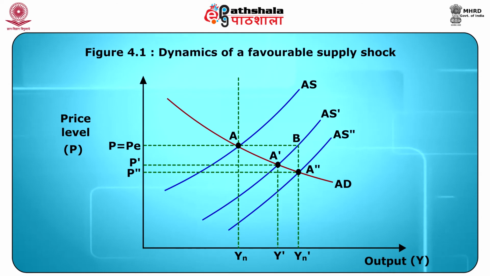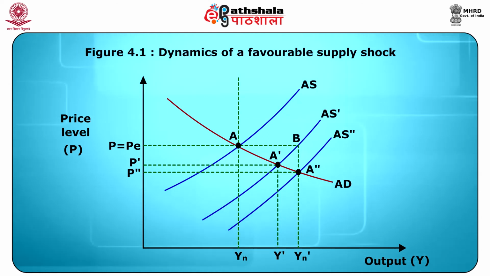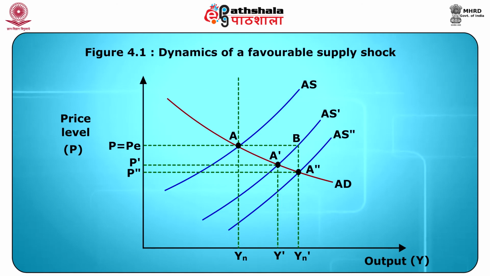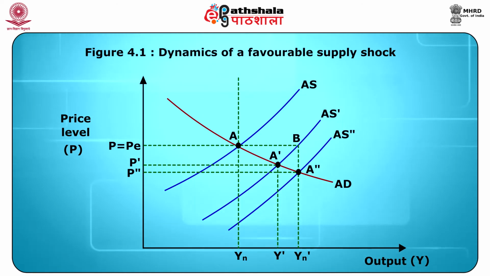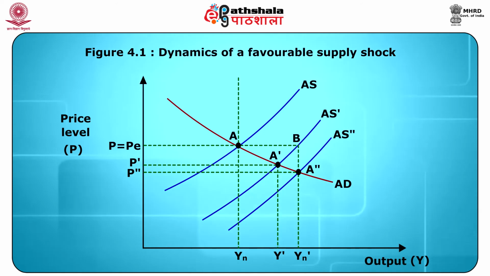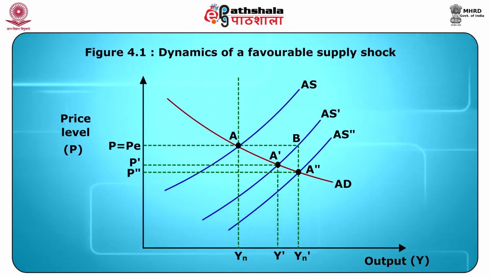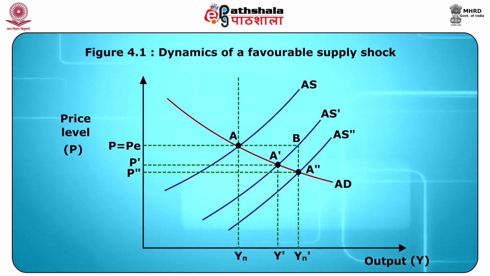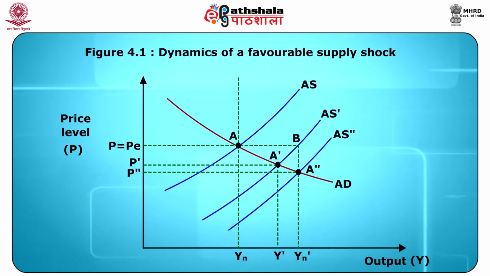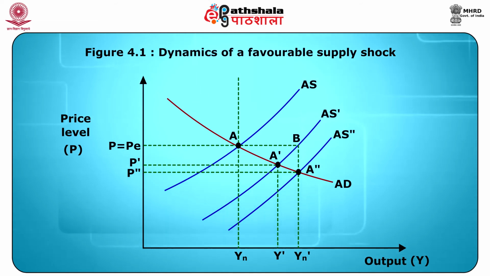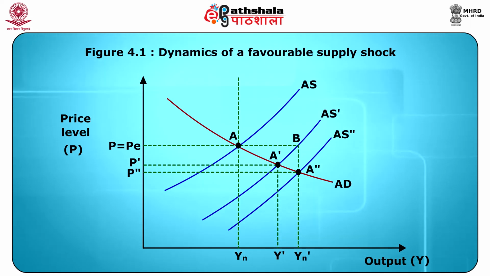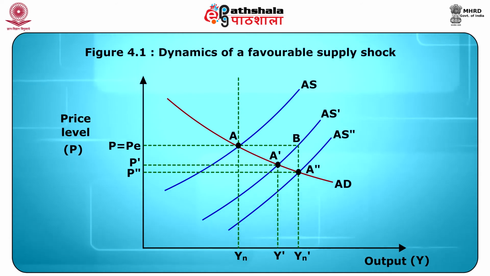The economy reaches point A dash in the short run due to the shift in AS to AS dash, with output as Y dash and price level P dash. Observe that the output Y dash is below Yn dash and the price is below the expected price level PE. This implies that workers will lower their expectations of the price level and the AS dash will shift to AS double dash. At point A double dash, the level of output increases to Yn dash and the price level falls further to P double dash. Thus, the overall impact of a fall in the price of oil is an improvement in the level of long run output and a fall in the aggregate price level.